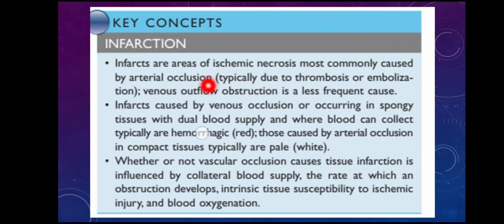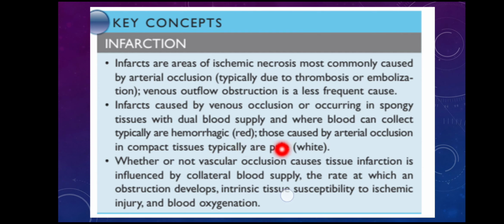So this is a question. The most common cause of infarction is arterial occlusion, and in that also the most common cause is arterial thrombosis or embolization. Venous outflow obstruction is a less frequent cause of infarction, and more commonly it causes congestion. Infarcts caused by venous occlusion are also known as hemorrhagic infarcts, and this question I asked in viva: the common sites are spongy tissues with dual blood supply, or where blood can collect, for example in the lungs and intestine, and these infarcts are called red infarcts.